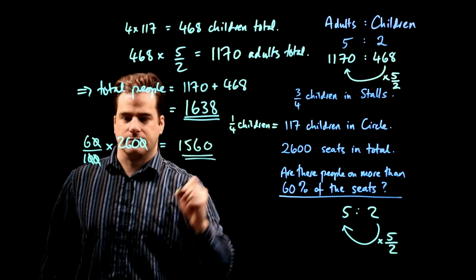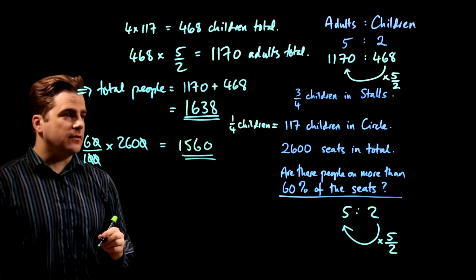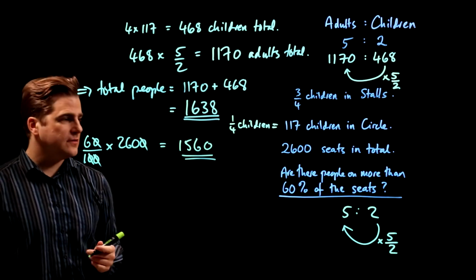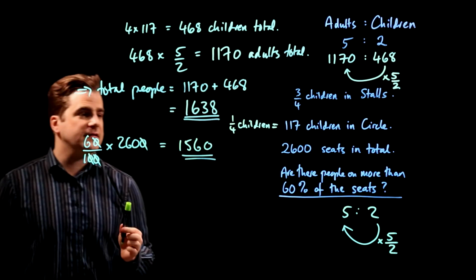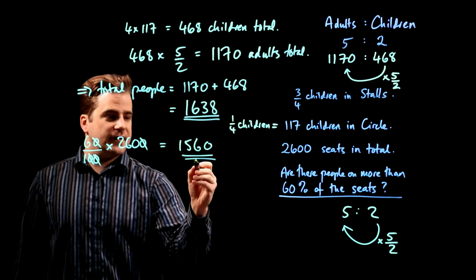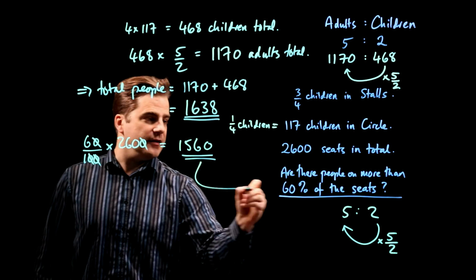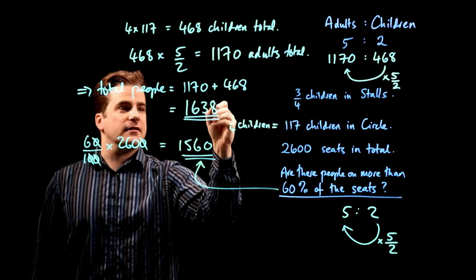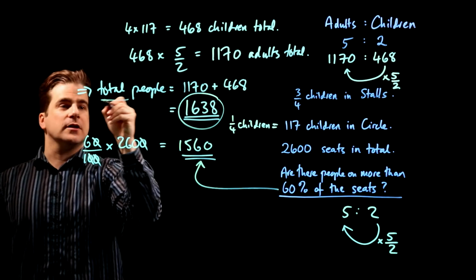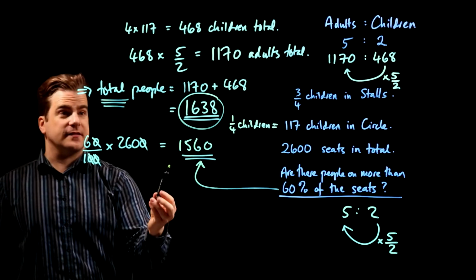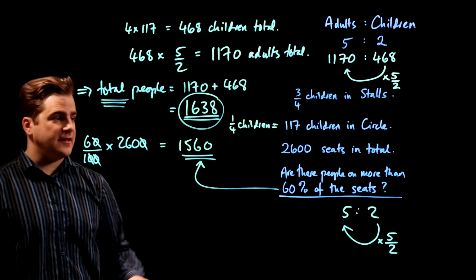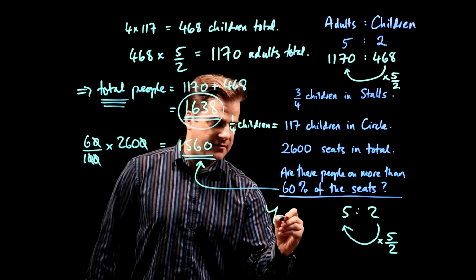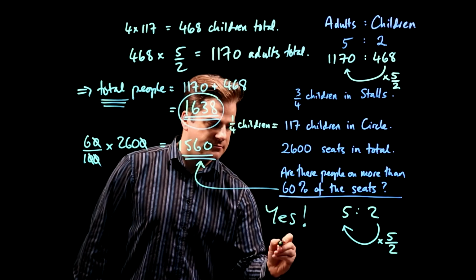Okay. So, the answer is yes. Are there people on more than 60% of the seats? Well, that is 60% of the seats, okay? And that is the total people. So yes, there are more people in seats than 60% of the seats. Yes. Boom.